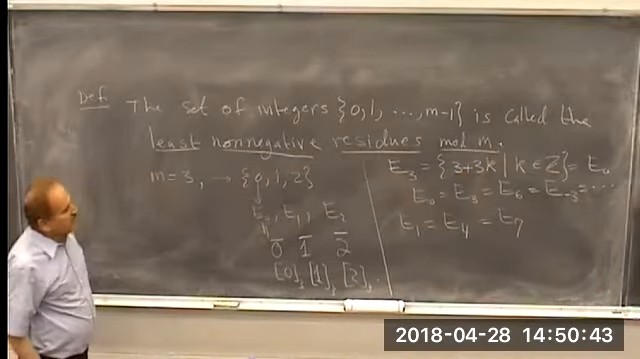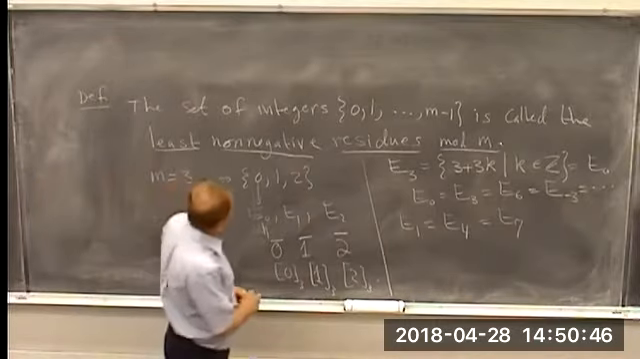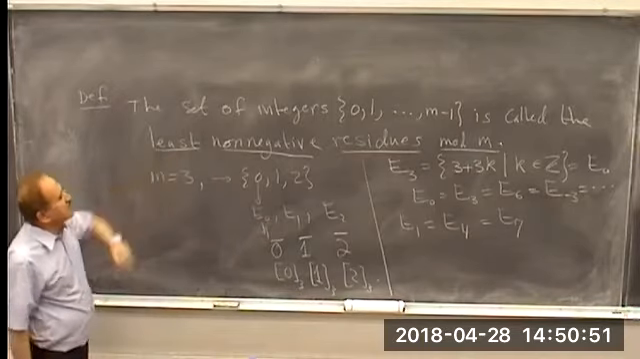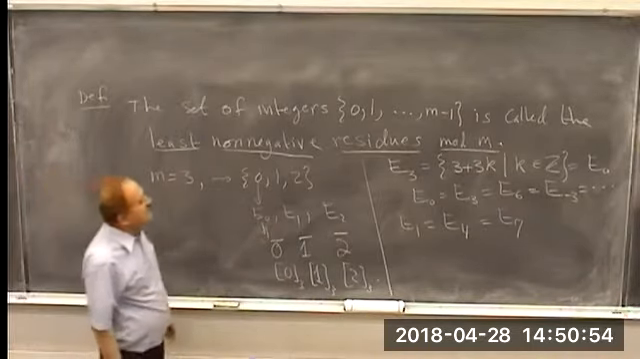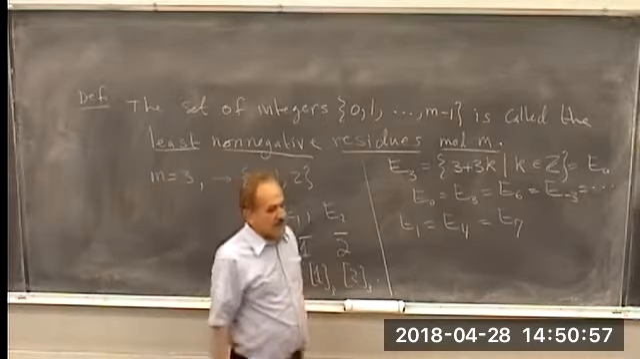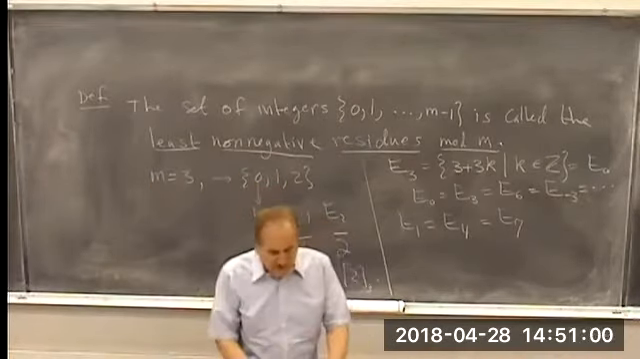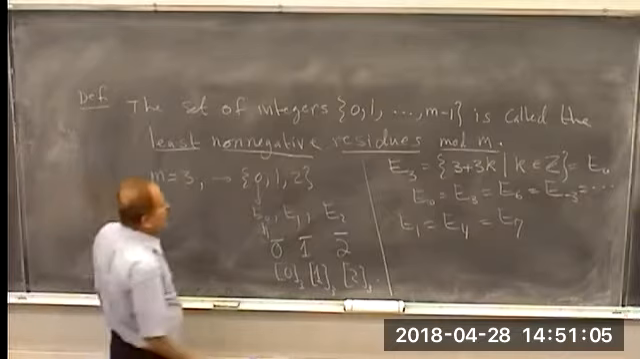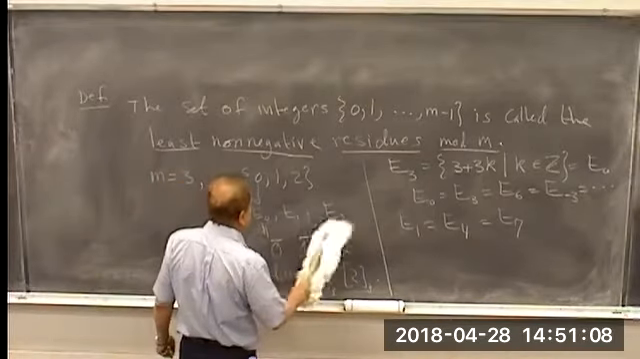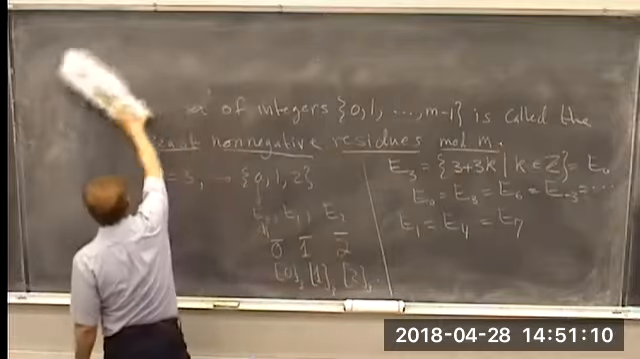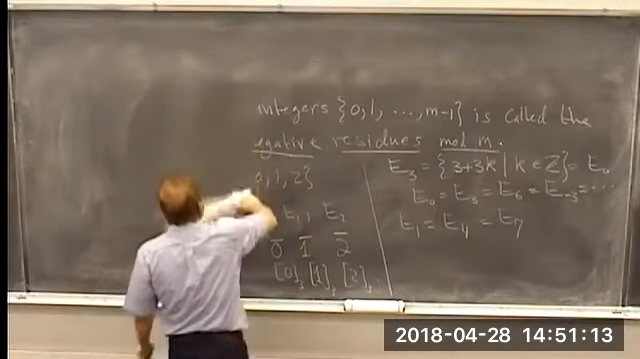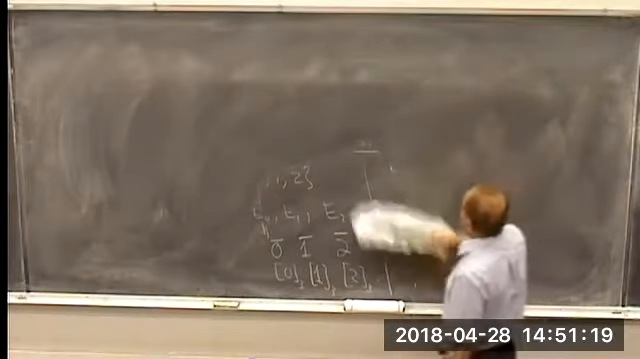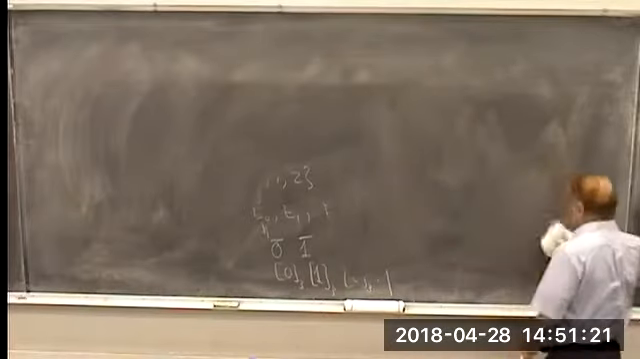Now, if instead of 0, 1, 2, which we call the least non-negative residues mod M, we could take some other ones. I want to define this concept: if I replace each one of these 3 by something equivalent, we call this a complete residue system mod M. Let's put the precise definition down.